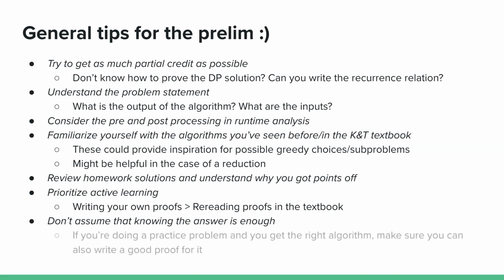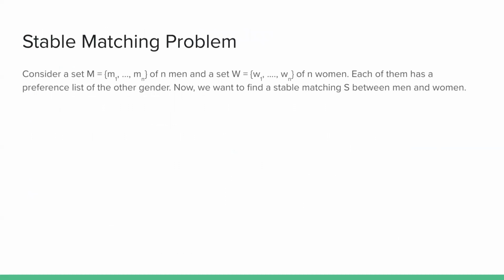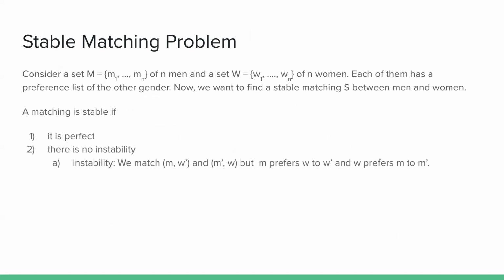Okay, let's get started into stable matching now. Okay, so the stable matching problem, you guys should be familiar with it. It's a set of n men and n women, so the number of men and women are equal to each other. The men are the ones proposing usually, and each person has a preference list for the other gender.